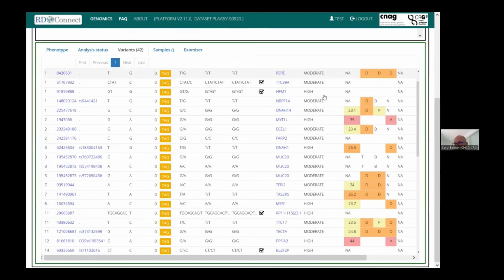And in this case, we only reduced the number of variants a little bit, because the ones which are expected to be deleterious are usually also very low frequency in the population.